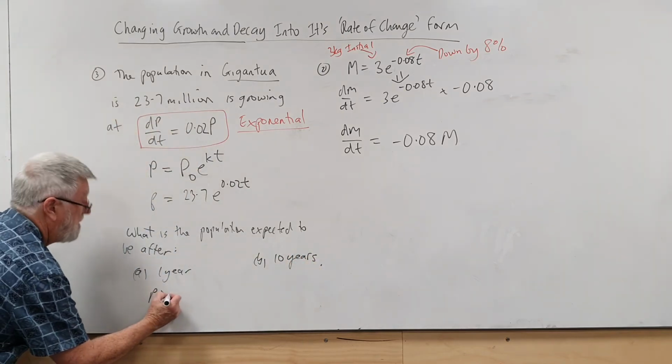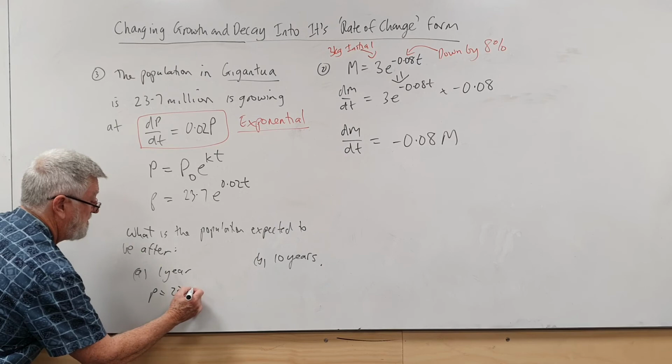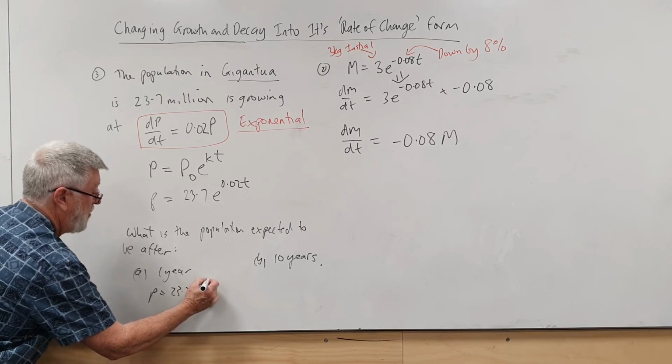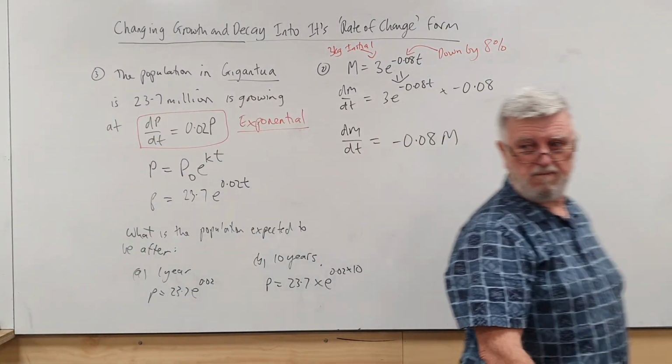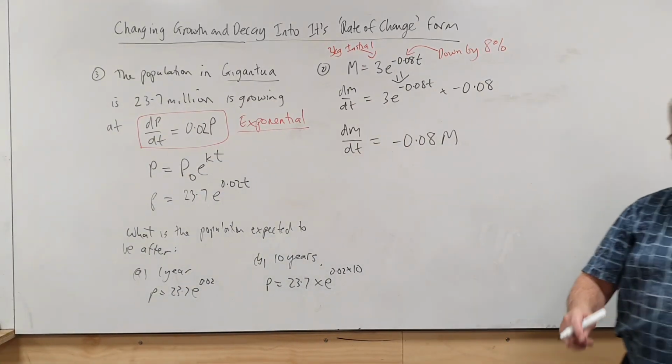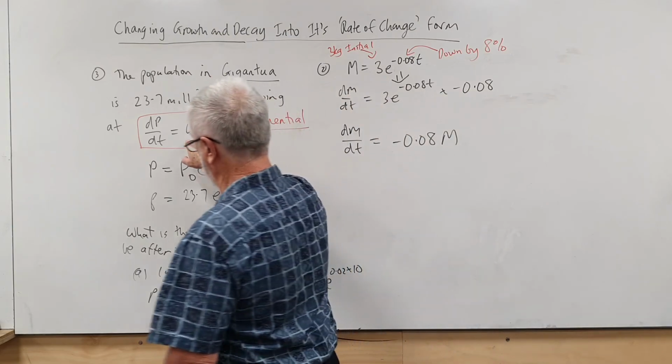So we've got P is 23.7 e to the 0.02 times 1. So I don't even have to write the times 1 down. Put it in your calculator and write the answer down. What makes this different to what we did before? The way they express the question, which is this thing here.